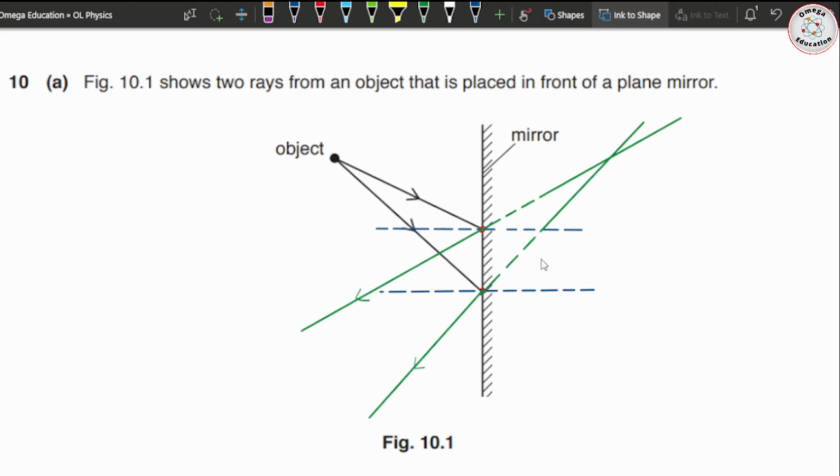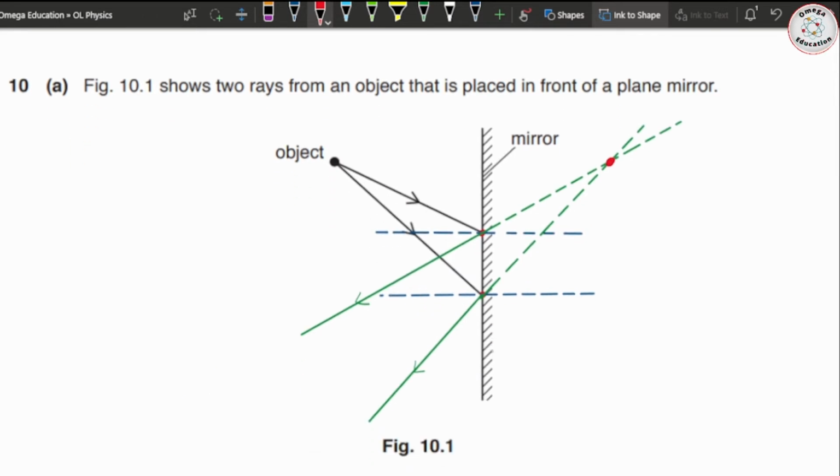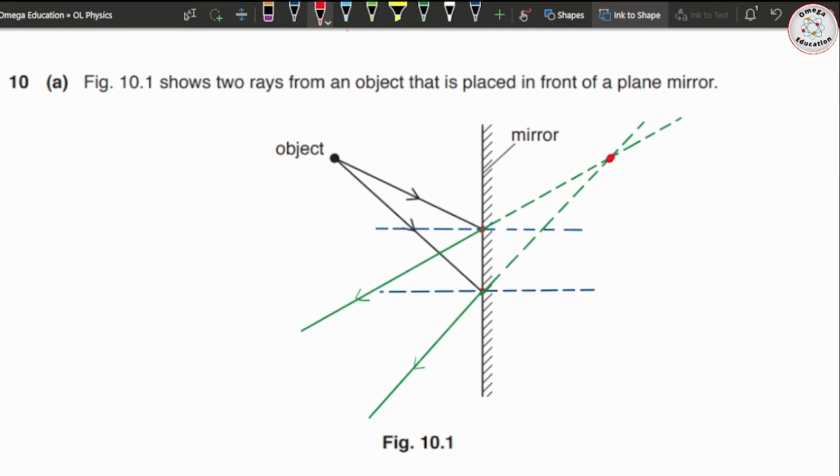Any ray at the back side of the mirror, behind the mirror, is always represented by a dotted line. All right, and the next thing is we find the point of intersection. So the point of intersection in this case is over here. We draw a dot here, pretty much the same size as the object, and that would be the position of the image. We can write image here.